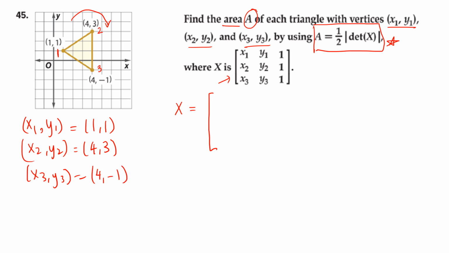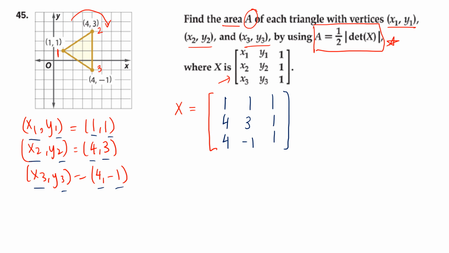So let's write this matrix and plug in the points. So my x1, x2, x3, the first column of this matrix is the x coordinate. So I only choose the x coordinates 1, 4, and 4. Let's write it down. Then I write the y coordinates. So this is 1, 3, and minus 1. And then finally the same value. So this is my matrix X.